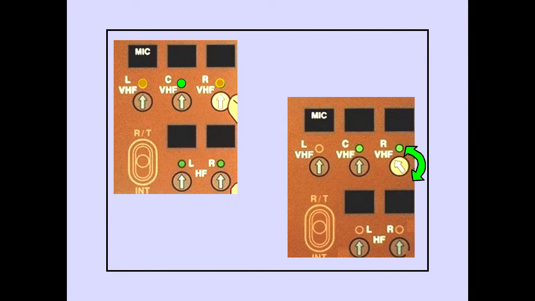When a receiver is manually selected, the receiver selected indicator light illuminates. Any number of receivers can be selected at one time. Once selected, the volume is adjusted by rotating the switch.